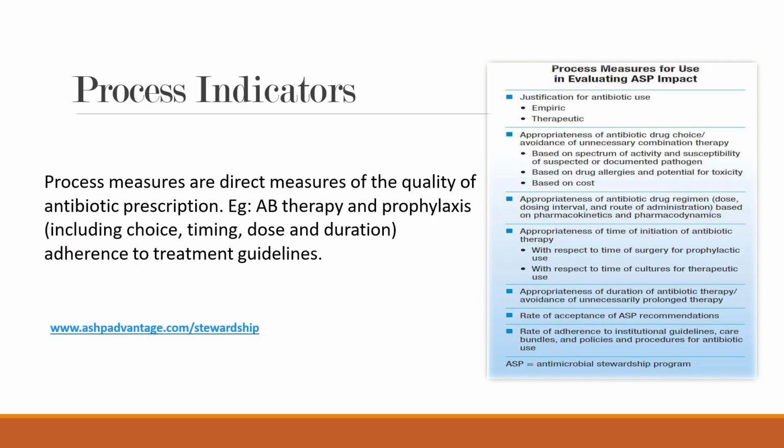What are the process indicators? Process measures are direct measures of the quality of the antimicrobial prescription, example antimicrobial therapy, prophylaxis, adherence to guidelines. The process measures for evaluating the antimicrobial stewardship include justifications, appropriateness of antibiotic drug choice, appropriateness of antibiotic drug regimes, appropriateness of time of initiation of antibiotic therapy, appropriateness of duration of antibiotic therapy, rate of acceptance, rate of adherence, and others.